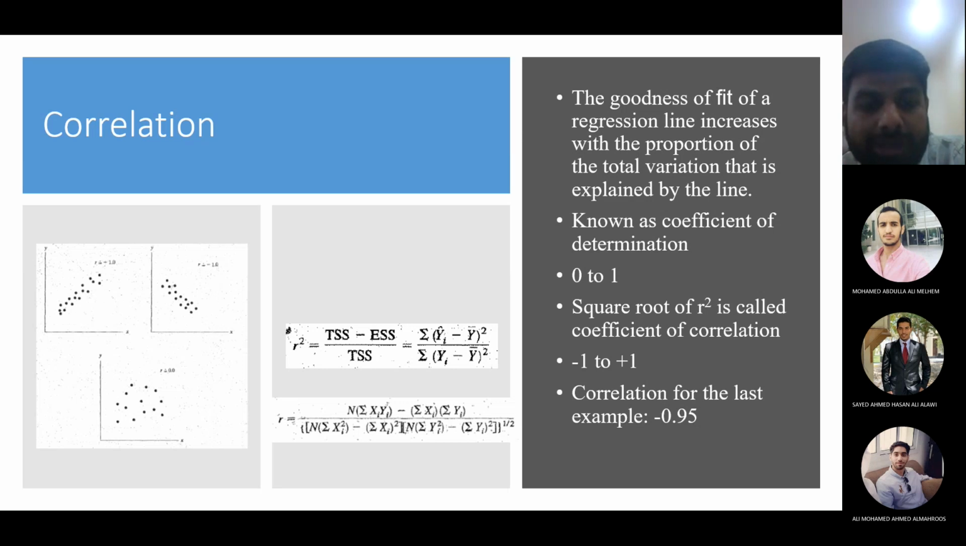You can see here TSS and ESS. TSS stands for total sum of squares. ESS stands for error sum of squares. So you need these things to calculate the coefficient of determination.